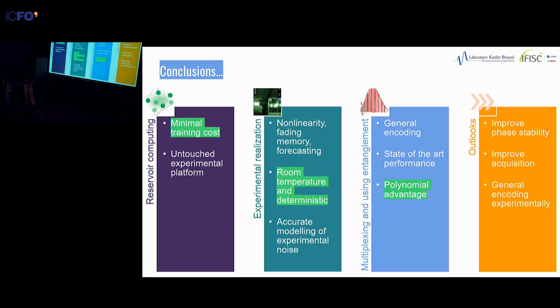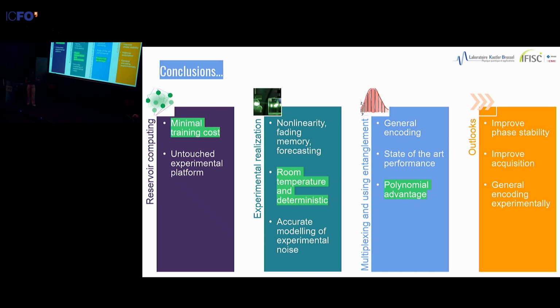So just to conclude, we've shown a machine learning process that learns to do stuff with a minimal training cost. More importantly, it's a machine learning process in which you don't need to touch the experimental platform during training. You literally do the whole training and just after do the linear regression on your data already taken, no need to touch anything. We did the experimental realization, showing that we have nonlinearity, fading memory and forecasting capabilities. We work at room temperature, the squeezing should always be there, modulo some aligning procedures.